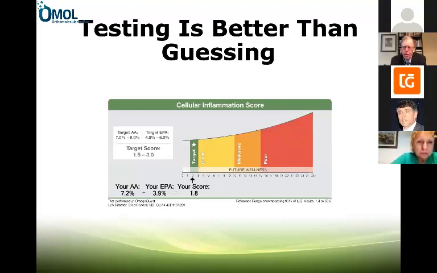So a simple blood test can predict your future with frightening precision.